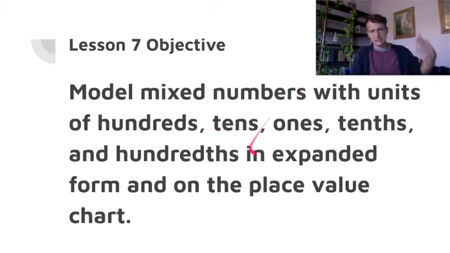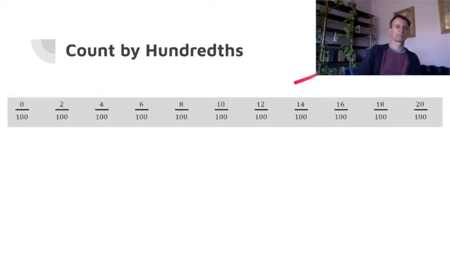We're going to do it out in expanded form. Look at the place value chart. Count by hundredths with me. Ready? 0 hundredths, 2 hundredths, 4 hundredths. Oh, wait, hold on a minute. Yeah, that's right. We're kind of skip counting by 2 hundredths there, right? Going on. 6 hundredths, 8 hundredths, 10 hundredths, 12 hundredths, 14 hundredths, 16 hundredths, 18 hundredths, 20 hundredths.